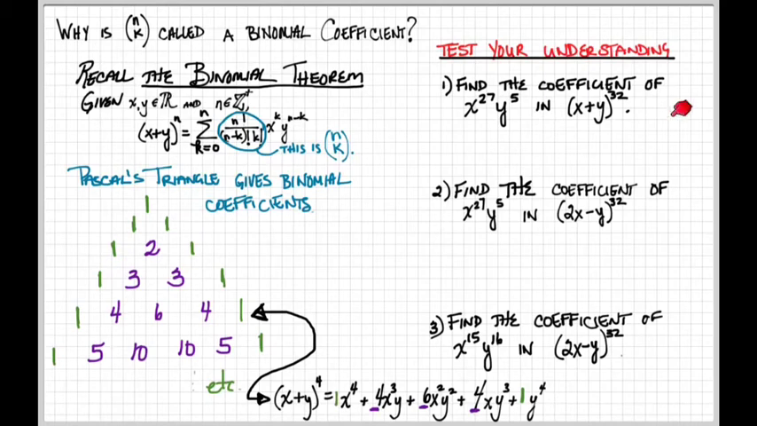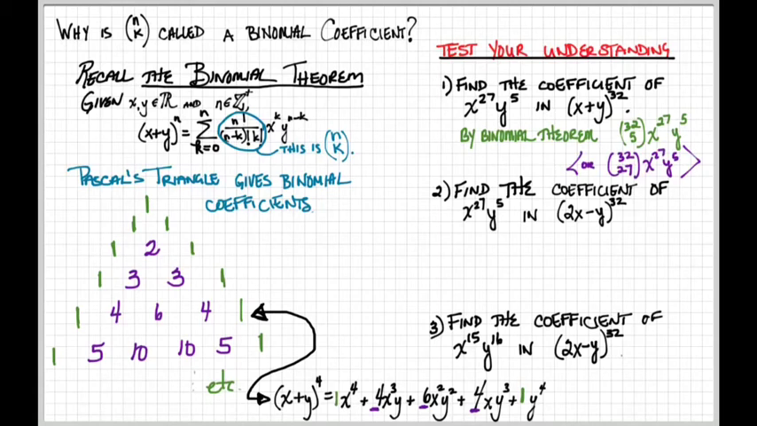For this first problem, we want the x to the 27th y to the 5th coefficient in the expansion of x plus y to the 32. Well, 27 plus 5 is 32. That's good. So we will be in the situation where k equals 27, n minus k equals 5, and the coefficient of x to the 27th y to the 5th will be 32 choose 5. This is the same as 32 choose 27.